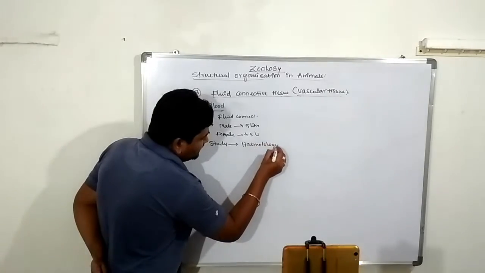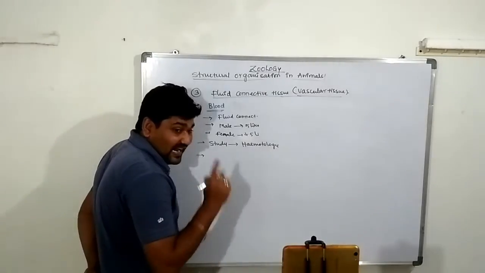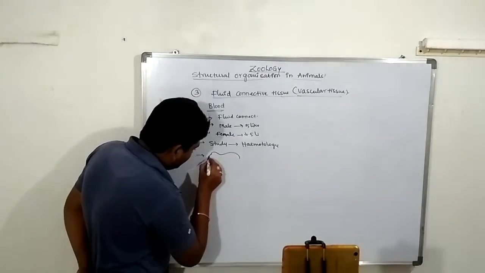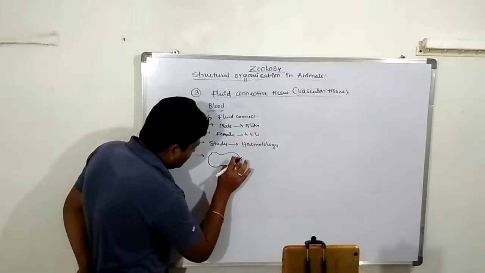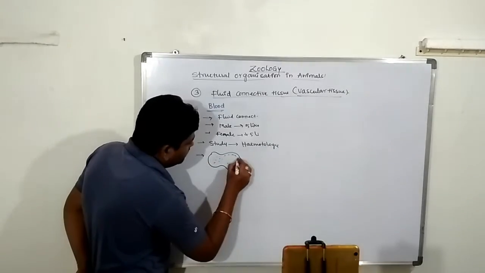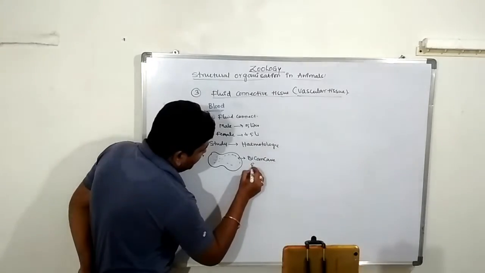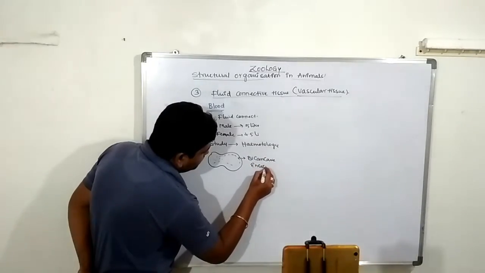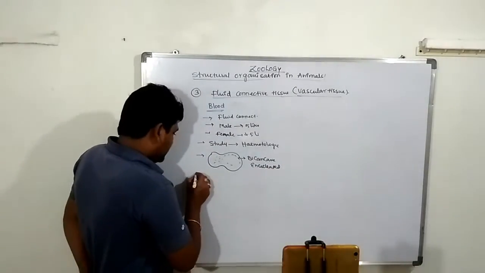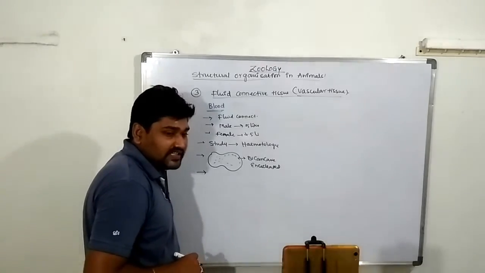Hematology. The structure of the blood: the red blood cell is biconcave and enucleated. Are you clear? Yes. The study of blood is known as hematology.